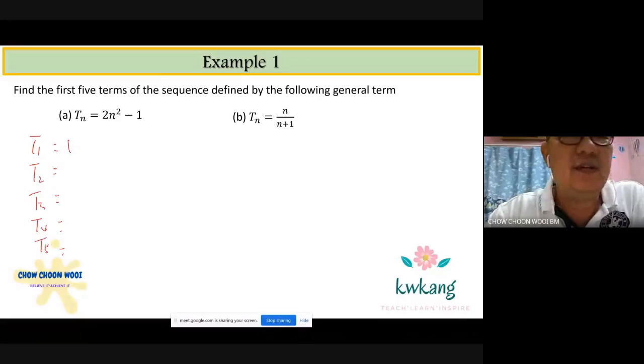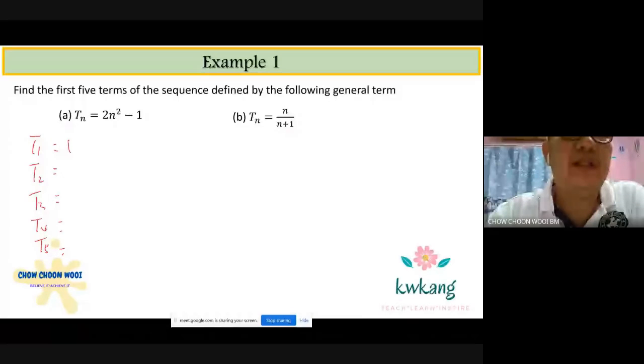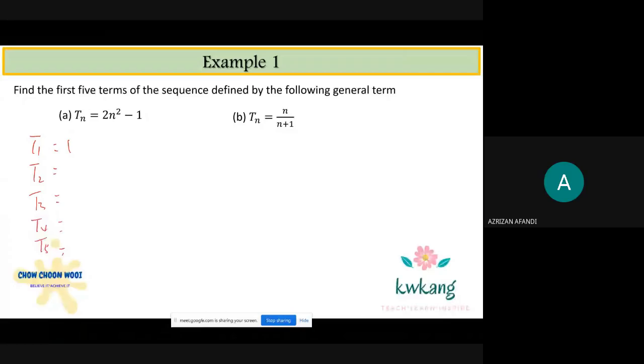What about T2? 4 kali 2, 8, 7. Cuba ni, siapa? Jangan buat mental arithmetic. Cuba tulis dan ganti, contoh.